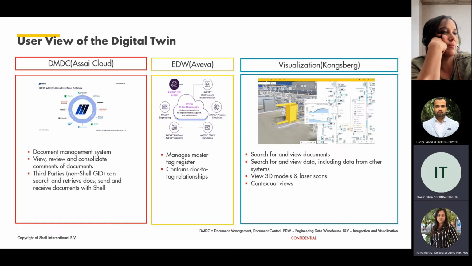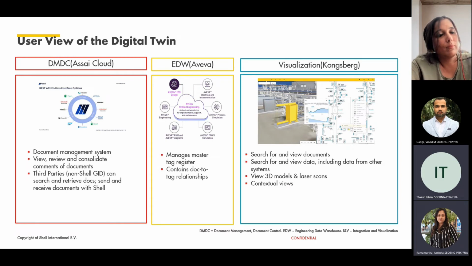So the second UI that we have is Aviva. This is the enterprise data warehousing system. This acts as a master tag register. Supposing we have a production site, every equipment in that site would have a unique identification number associated to it. In the oil and gas industry, we call it a tag. This is like your Aadhaar number. As every person has an Aadhaar number, each equipment in a site has a tag related to it, and this is unique throughout.